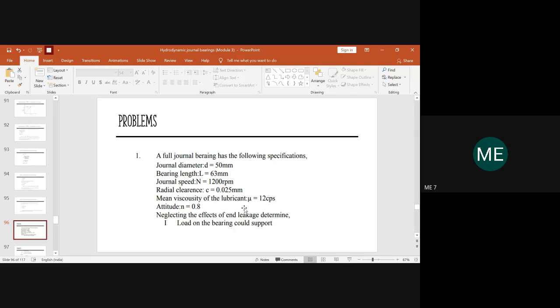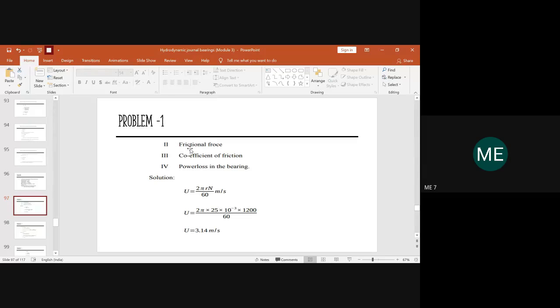So it is not like two directional flow, it is one directional flow that we take as per the assumption. Even while derivation as well as in the calculation, we neglect the effect of the end leakage. So with respect to this given data, what we need to find out is the load which is acting, the load the bearing could support. This is the first thing we have to determine. Then you have to determine the frictional force, the coefficient of friction, and the power loss in the bearing. So you have to determine 4 factors in total.